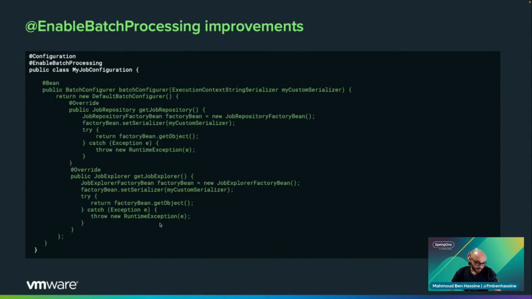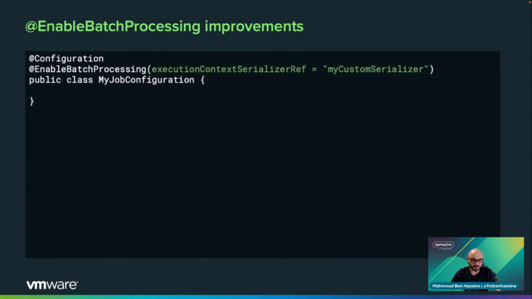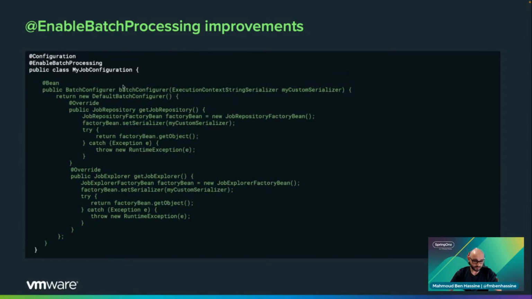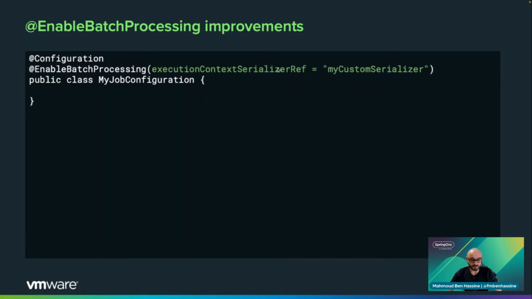And of course, for a single property, we see that there is a lot of code here and it can be buggy and so on. And there is something wrong with this, and we don't like you to write all this code. So the idea is the same: to add an attribute to the annotation, and Spring Batch will use that custom serializer to set it where it's needed, in the job repository, in the job explorer, and so on. So I literally remove all of this code and replace all of this by just an attribute here.